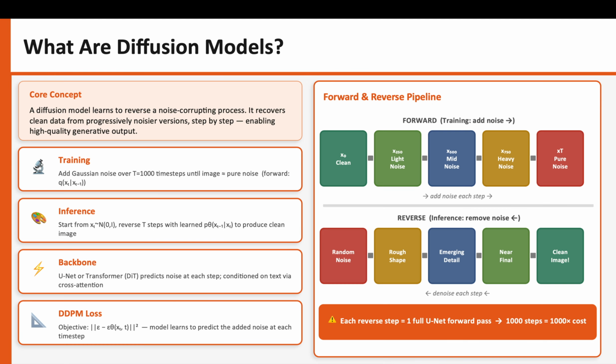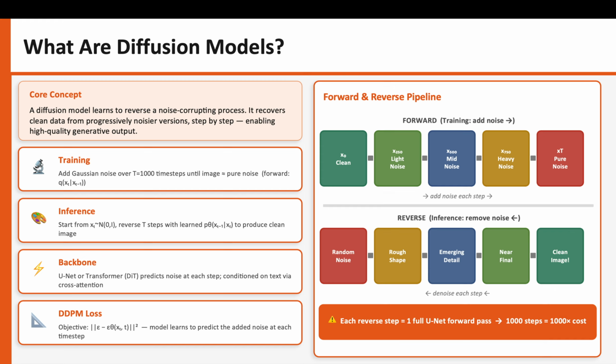Let's start with the fundamentals. What is a diffusion model? The core idea is this: a diffusion model learns to reverse a noise corrupting process. During training, you take a clean image, call it X0, and you gradually add Gaussian noise to it over t equals 1000 time steps. By the end the image looks like pure random static. The model is trained to learn how to undo this process.